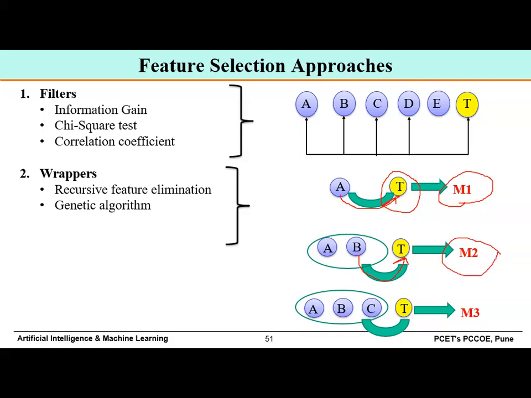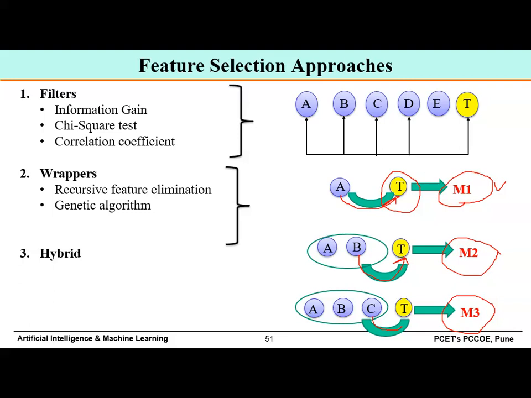Then similarly we go for parameter C, D, E, and every time we calculate the impact of that parameter on the model. And by using the values of m1, m2, m3, we will come to know which are the parameters which significantly affect our model T. And such parameters we will take on priority for the analysis. So this is the basic philosophy or approach of the wrappers model.